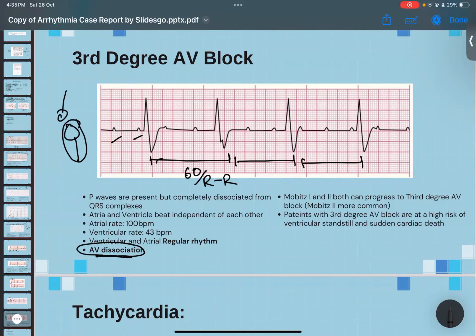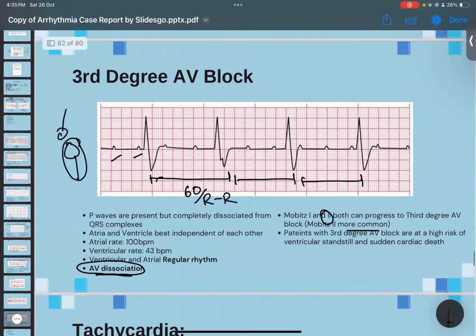Now, both Mobitz 1 and 2 can progress to third degree. However, Mobitz 2 is at a greater risk of developing to third degree AV block. And usually patients who are having third degree AV block have to be put on a monitor. They have to be monitored on a continuous basis because this might lead to sudden cardiac death. All right, so yeah, this is how a third degree AV block looks like.